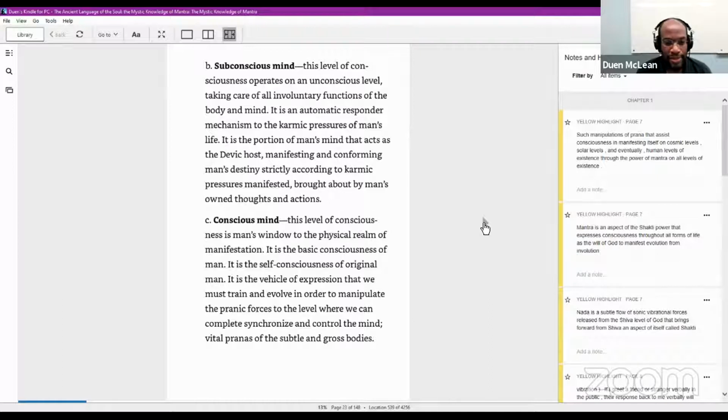C, conscious mind. This level of consciousness is man's window to the physical realm of manifestation. It is the basic consciousness of man. It is the self-consciousness of original man. It is the vehicle of expression that we must train and evolve in order to manipulate the pranic forces to the level where we can completely synchronize and control the mind, vital pranas of the subtle and gross bodies.